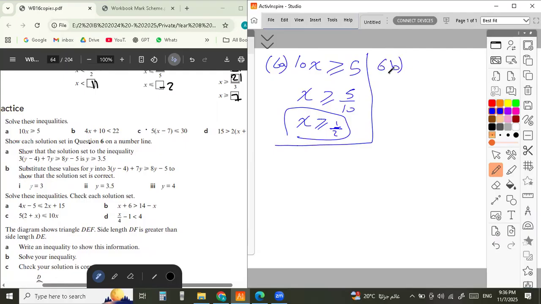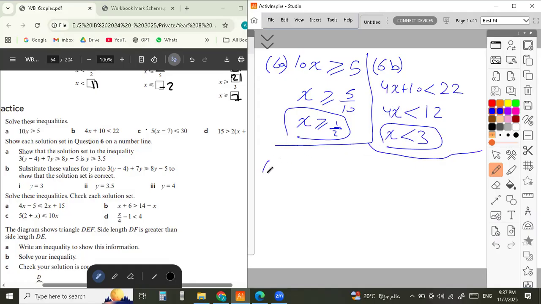6b. They're saying to you 4x plus 10 is less than 22. So I'm going to send the positive 10 there as negative 10. So 4x is less than what? 12. Then x is less than 3. I sent the 4 there as division. 12 divided by 4 is 3.